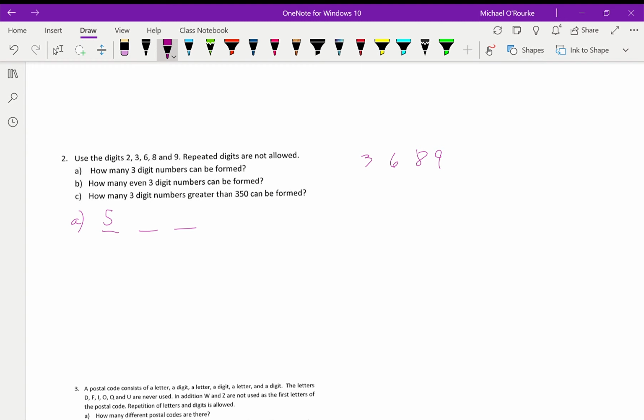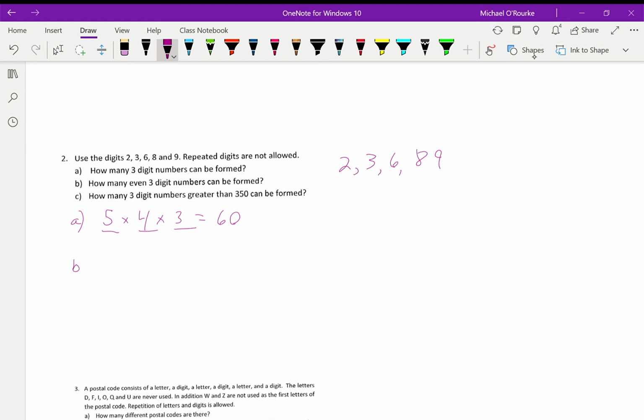So I can take away this one. How many options do I have now? I have four options. And then I take away this one, for example. Then I have three options left. And they're all going to be multiplied together, and that equals 60. Okay, I put two and three back.